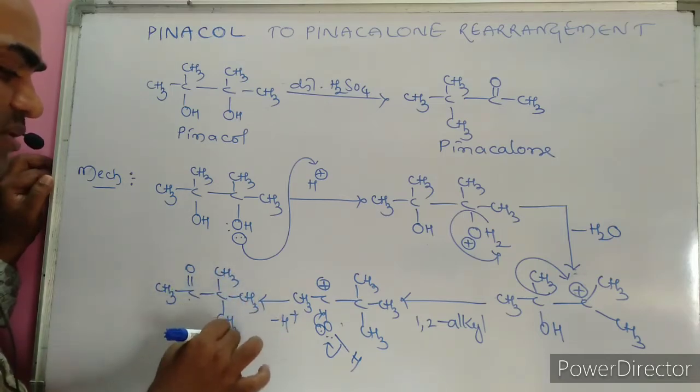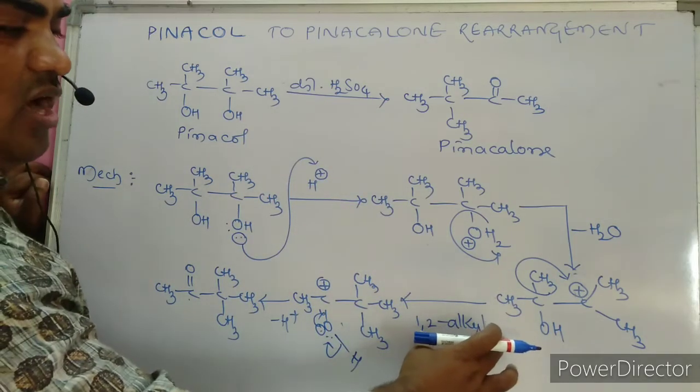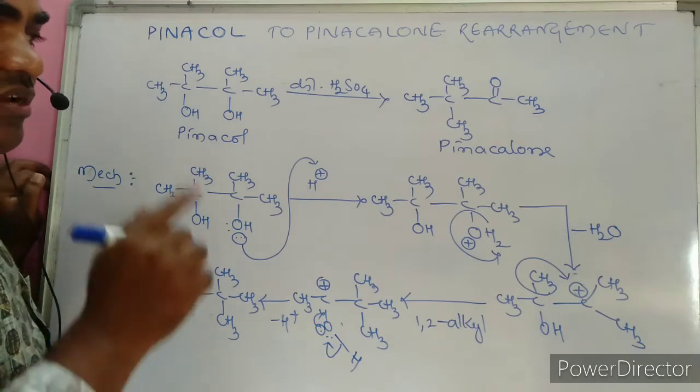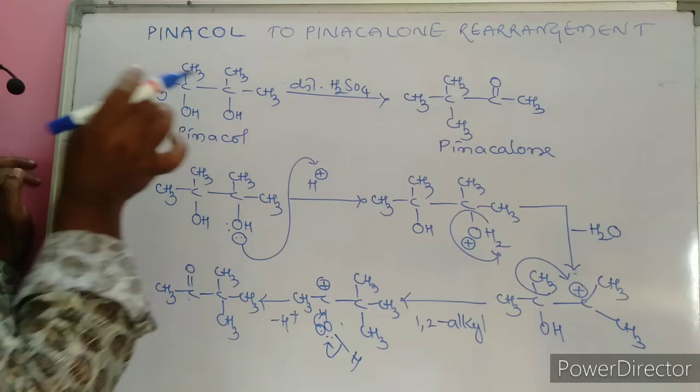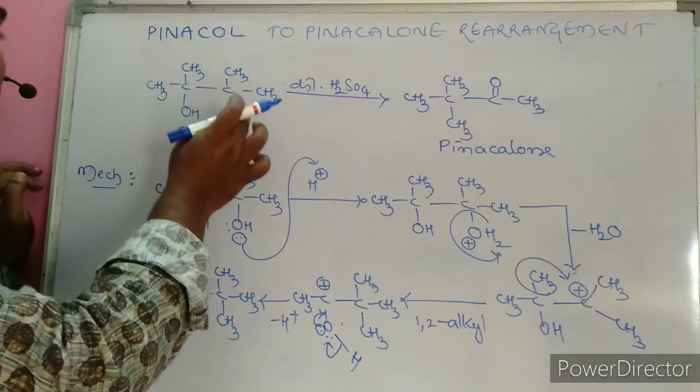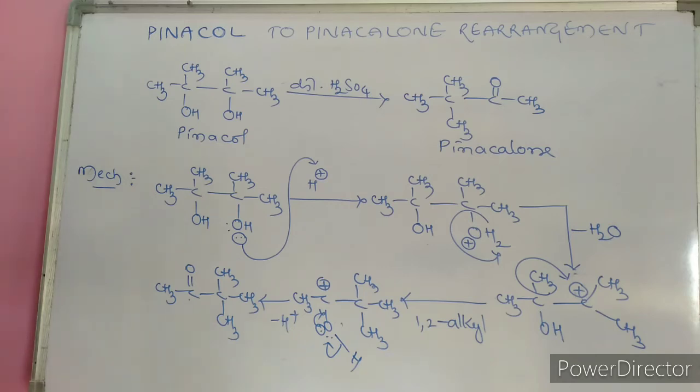This is the mechanism of the pinacol to pinacolone conversion, where the 1,2 alkyl migration is an important one, and everyone needs to understand that based on the migrating ability, which alkyl group or which hydrogen atom gets shifted to the 1,2 position is important.